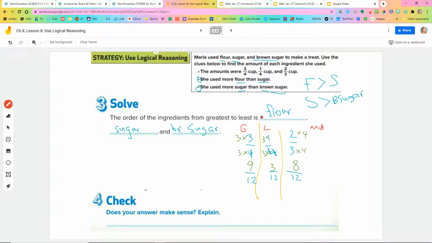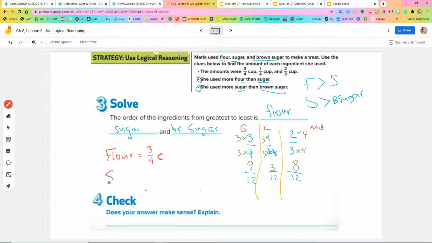So now that I've put my ingredients in order from greatest to least and my fractions in order from greatest to least, I'm just going to use that logical reasoning. If my flour is the greatest amount, my greatest ingredient used, then my flour, and this is how we have to answer these, you have to match them. My flour has to have that greatest amount, 3/4 of a cup. I can't just put this information and this information. I've got to show the connection. You've got to show the connection on your classwork and homework, okay?